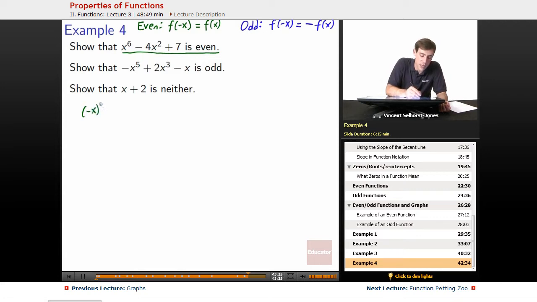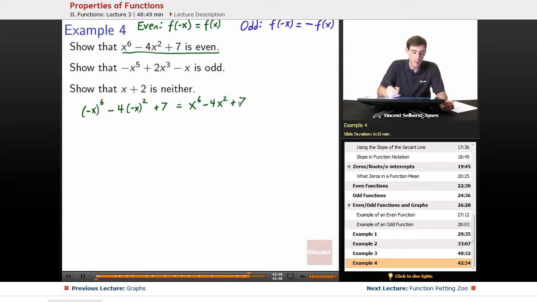So negative x gets plugged in, becomes negative x to the 6th minus 4 times negative x squared plus 7, equals, if we plugged in just plain x, plain x to the 6th minus 4 plain x squared plus 7. Great. So negative x to the 6th, remember, negative times negative cancels out to positive. We've got a 6 up here, right? We're raising it to the 6th power, so we've got an even number of negatives. Negative and negative cancel, negative and negative cancel, negative and negative cancel. That's a total of 6 negatives. They all cancel each other out.